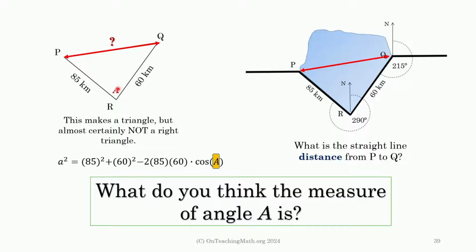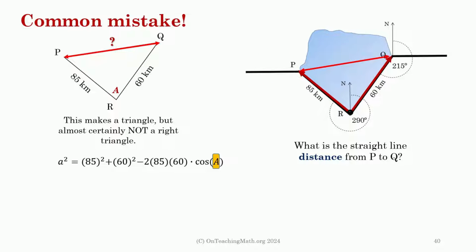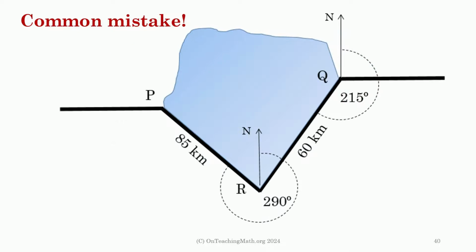Okay, now, before we get into what A is, let's talk about a really common mistake that a lot of students make. They know that A is this part right here, and so they're thinking, hey, A has got to be 70 degrees because there's a 290 marked right there, and 70 plus 290, that's 360, right? Well, it's true. 70 plus 290 is 360. However, 290 is this.